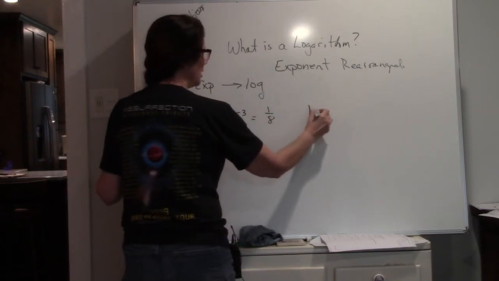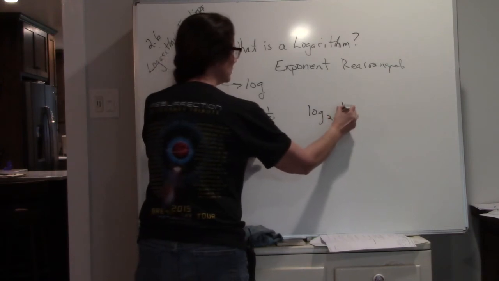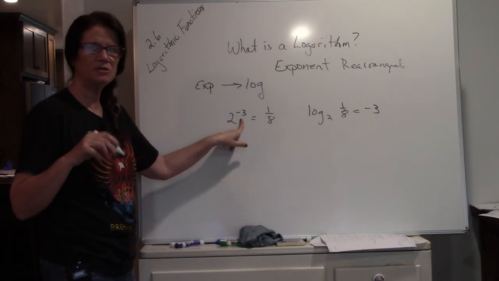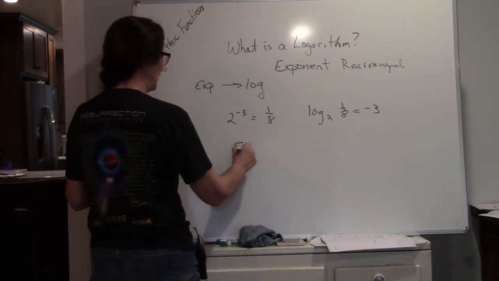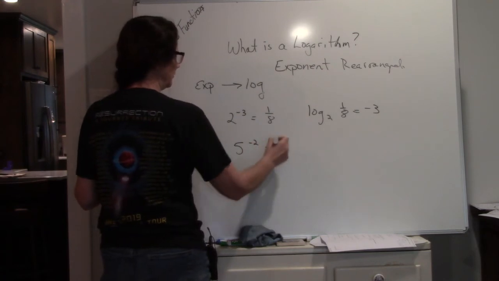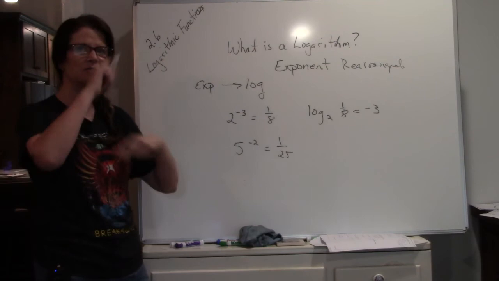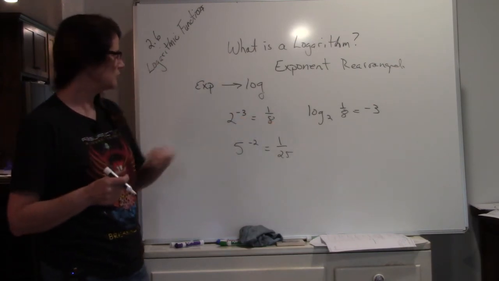Okay, so log base 2 of the total equals my exponent. Log base 2 of 1/8 equals negative 3. If you had 5 raised to the negative 2, that would be 1 over 25. So remember, a negative exponent says just flip it over. So 2 cubed is 8, flipped over is 1/8.